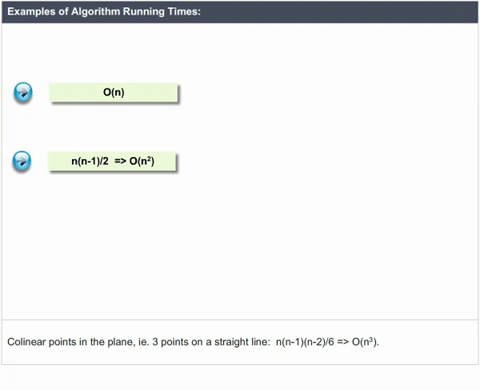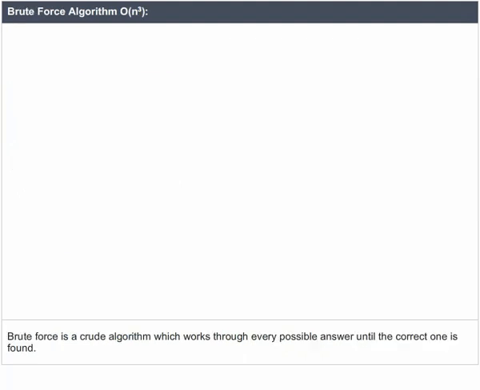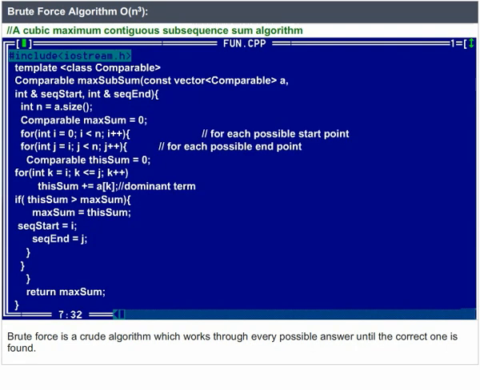Collinear points in the plane, that is, three points on a straight line: n(n-1)(n-2)/6 => O(n^3). Brute force algorithm, O(n^3).